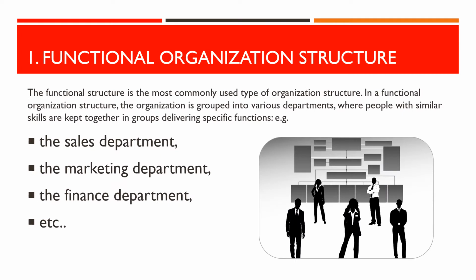The functional structure is the most commonly used type of organization structure. In a functional organization structure, the organization is grouped into various departments, where people with similar skills are kept together in groups delivering specific functions, for example the sales department, the marketing department, the finance department, etc.